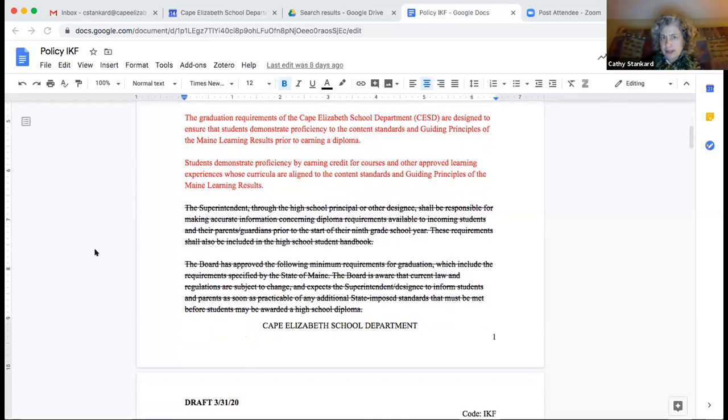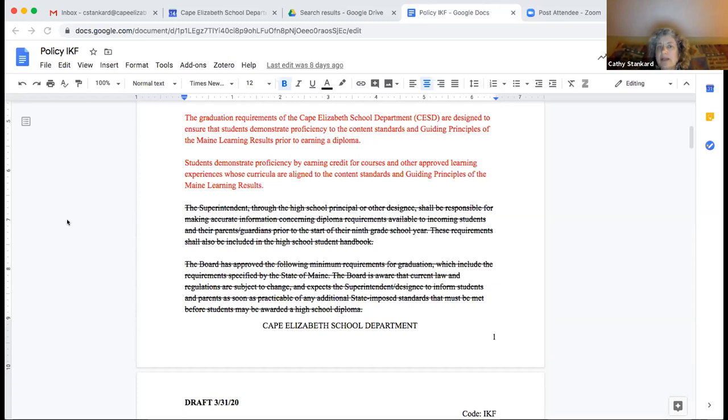So the current policy was crafted to implement proficiency-based education, and that statute was repealed last year. And so this revision honors some of the good work that was done in clarifying that we want our students to demonstrate proficiency to the Maine learning results, which would include the content standards and the guiding principles. And that is done through teachers aligning their courses and their assessments to the Maine learning results. And so a passing grade in a course means that you have demonstrated proficiency.